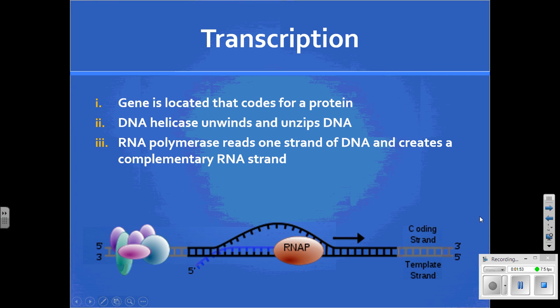So let's start with transcription. This is in the nucleus, and we basically find a chromosome, and we find a certain gene that we want to copy. So we locate that gene on that chromosome for whatever proteins we need to build. Our enzyme called DNA helicase, just like back in replication, comes along. It unwinds or unzips the DNA for us so that we can have access to those base pairs. And then another enzyme called RNA polymerase starts reading that one strand of the DNA and adding complementary RNA strands.